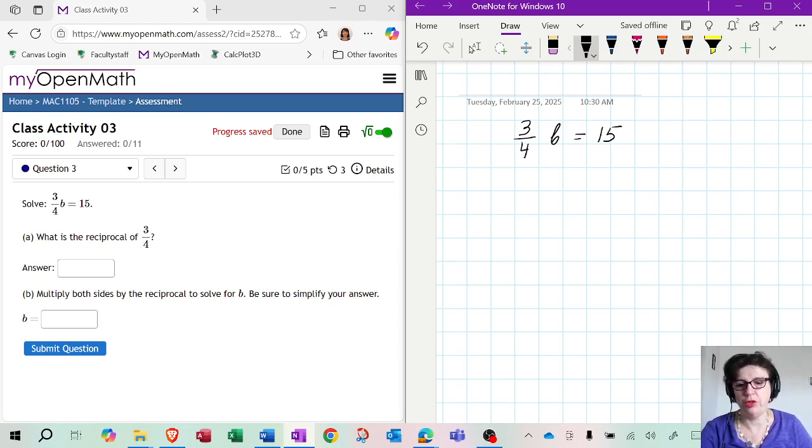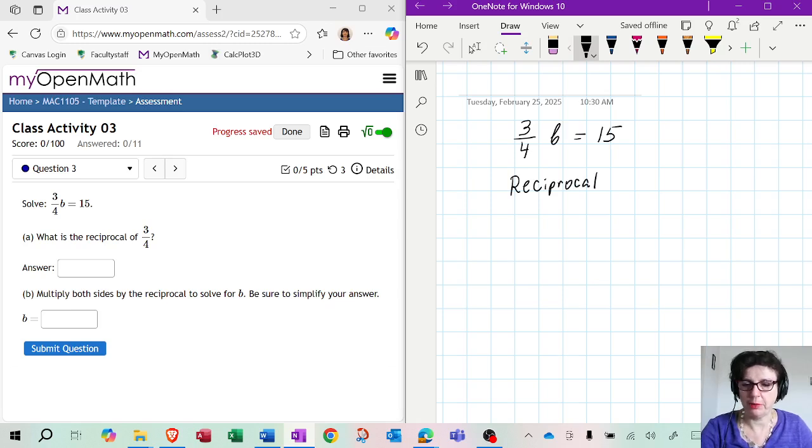However, if I try to divide by 3/4, it's not going to be clear what will happen. You'll get some stacked fraction, which is not convenient. So instead, what you want to do is multiply, but by what we call the reciprocal. So this is the reciprocal. So how does it work?